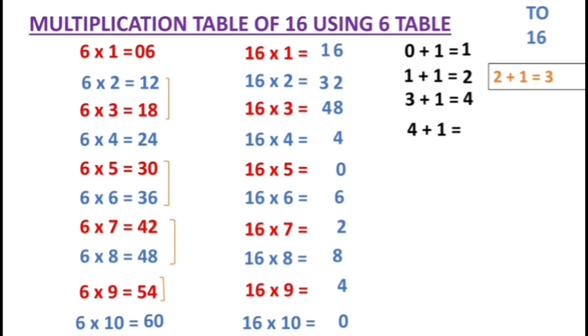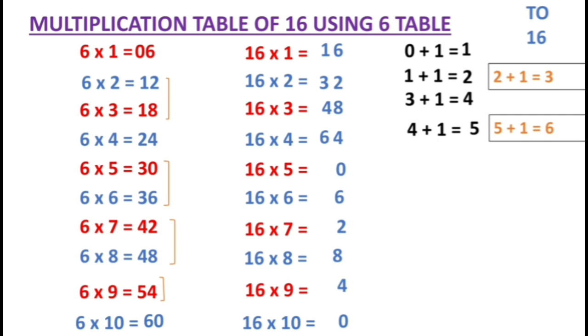Plus 1. Why plus 1? The tens place is 1. In 16, the tens place is 1. So we are adding plus 1. 4 plus 1 is 5. 5 plus 1 is 6. Why 6? Because 6 fours are 24. The tens place is changing from 1 to 2. So that's why we are adding 5 plus 1, 6.